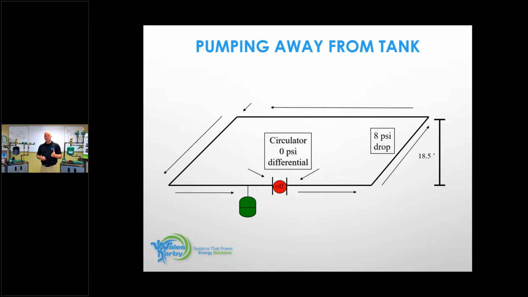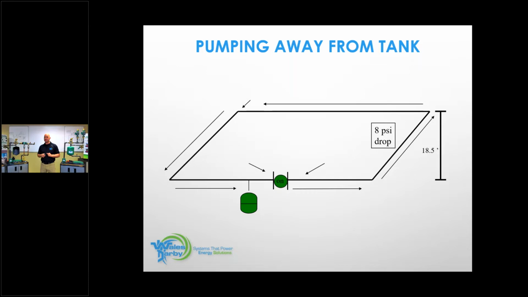We're going to 0 PSI, no differential because the circulator's off, 12 PSI in our expansion tank, 12 PSI on the right side of our circulator, 12 PSI on the left side of our circulator. We're still going to lose that 8 PSI going up the hill, which sitting still right now, no demand, 4 PSI at the highest point. I'm going to turn the circulator on.